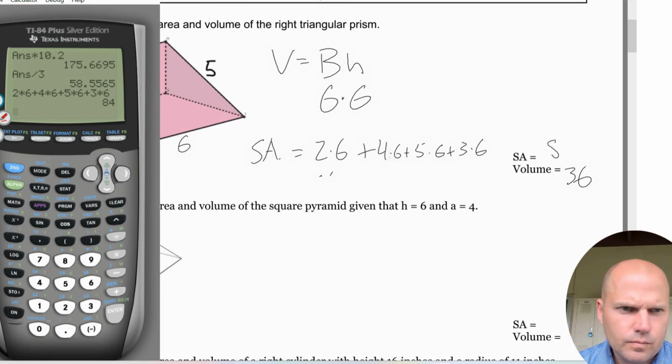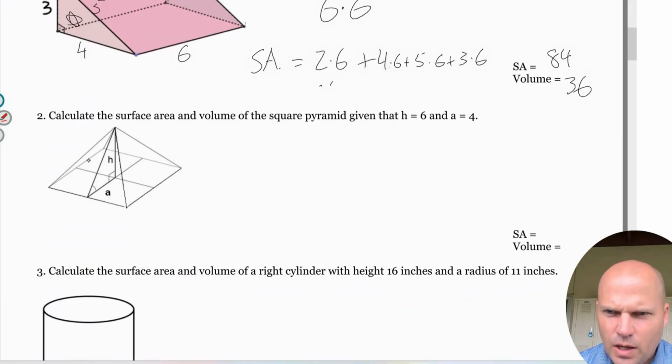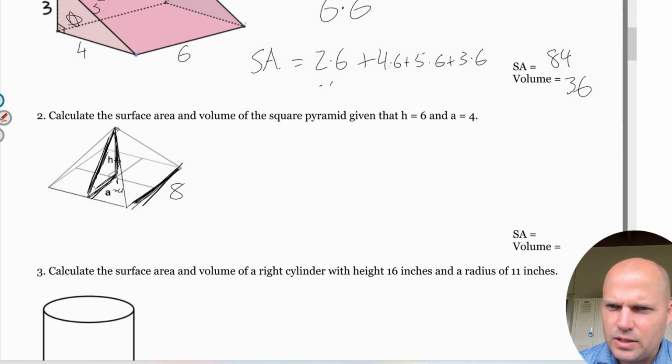Next, a is this length here. This length is half of this square's length. So a being 4 means this is 8. h being 6. Cool. Now we need to find this length. This length is that kind of diagonal length on one of my sides, which will help us find the surface area. So we might as well find that length using the Pythagorean theorem.